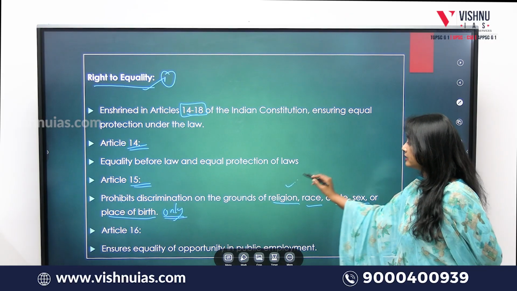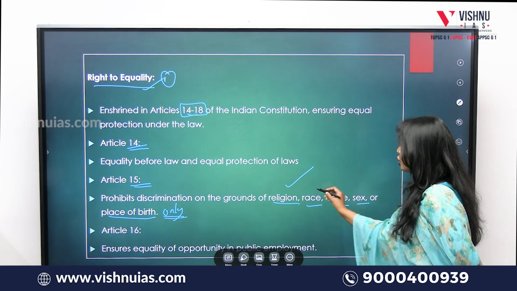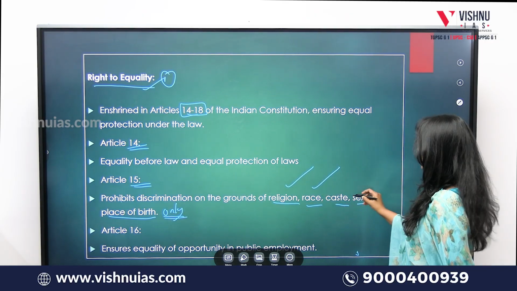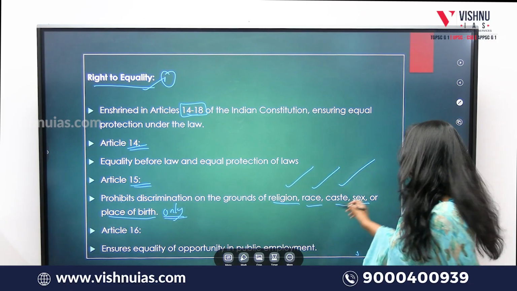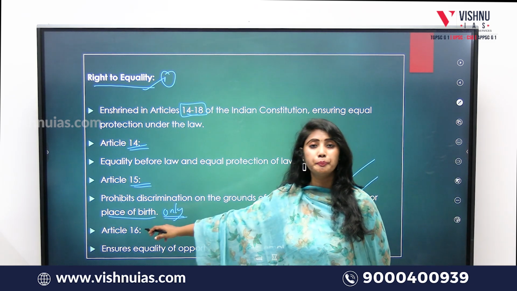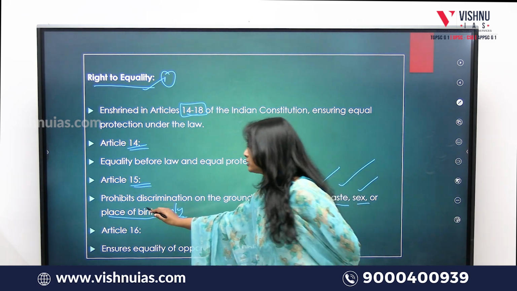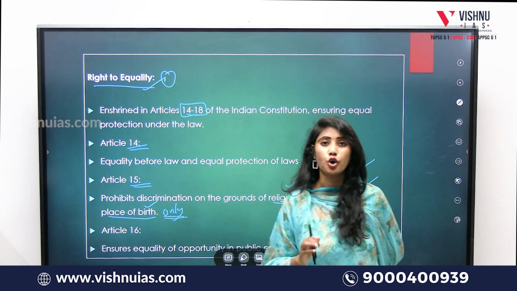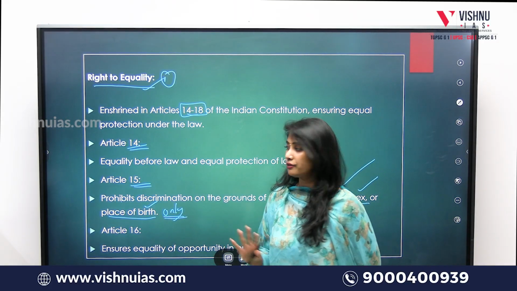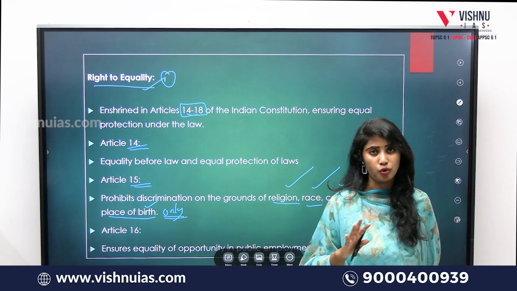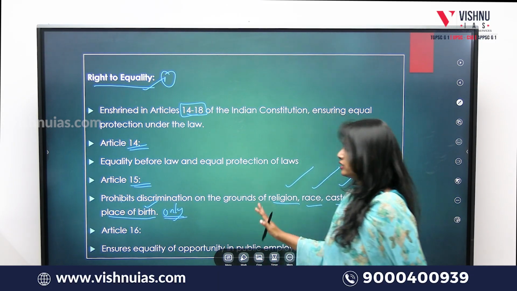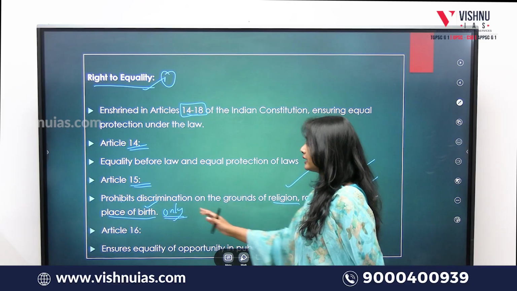Principles of religion, based on his race, based on his or her caste, based on his or her sex, and finally based on his place of birth. Any person should not be discriminated upon. If this happens, they will be liable to the punishment imposed by the court of law. Okay, only these 5.